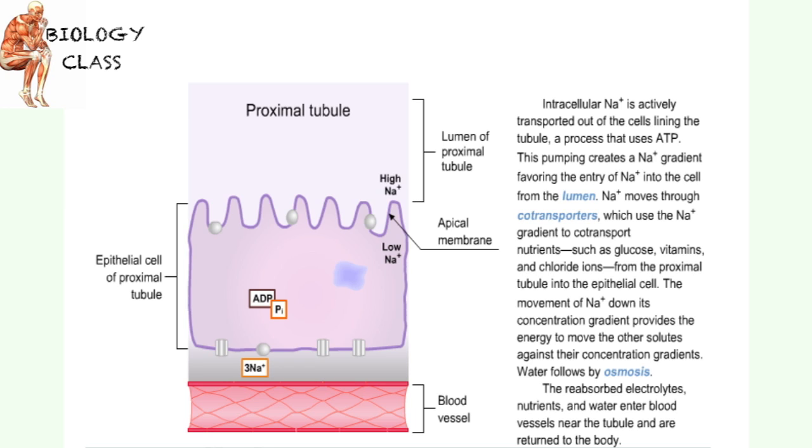Sodium moves through co-transporters, which use the sodium gradient to co-transport nutrients, such as glucose, vitamins, and chloride ions, from the proximal tubule into the epithelial cell. The movement of sodium down its concentration gradient provides the energy to move the other solutes against their concentration gradients. Water follows by osmosis. The reabsorbed electrolytes, nutrients, and water enter blood vessels near the tubule and are returned to the body.